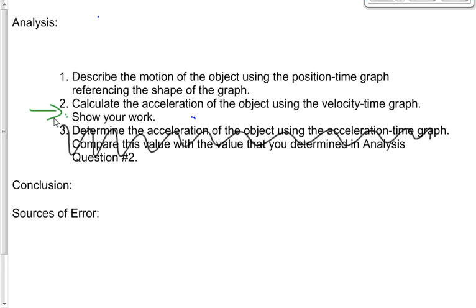The second graph is velocity versus time. You are going to do something with that. You're going to draw that line of best fit. You're going to calculate the slope, or at least Google Sheets will calculate the slope for you. And then you're going to answer question number 2, which is, what is the acceleration? Then you're going to have a conclusion.